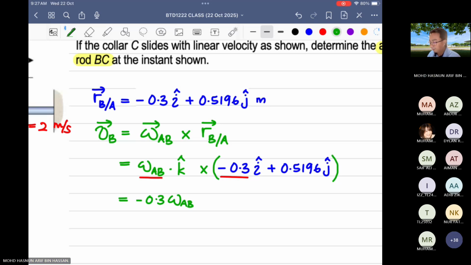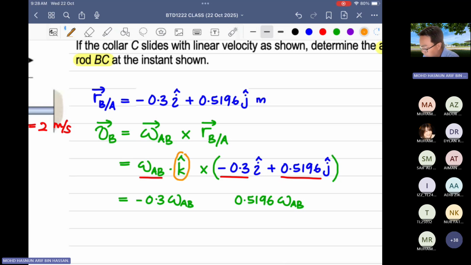And then we have omega AB and 0.5196. Leave a space over there because we want to put the unit vector later. Now you can write 0.5196 times omega AB. Just multiply these two values. Now the next step is then to multiply the cross product of the unit vector.